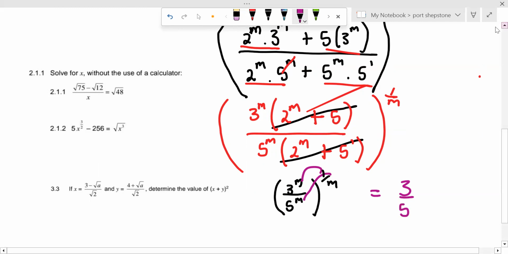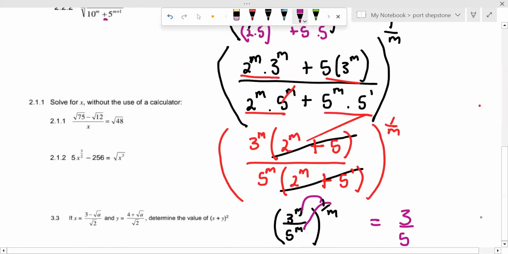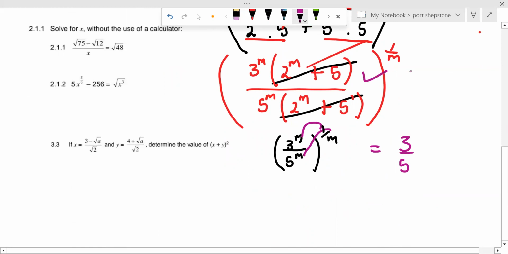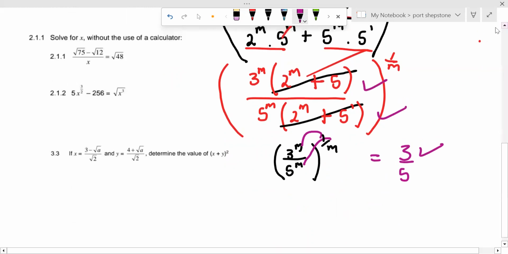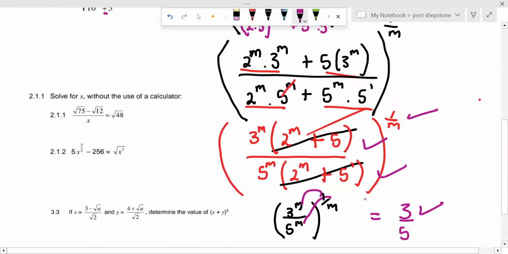And then if we were to mark such a question, we'll give you 1 mark for factorizing the numerator, 1 mark for factorizing the denominator, 1 mark for the answer. And then writing this as 1 all over m will also give you 1 mark. Changing this thing here from a surd into a rational exponent.